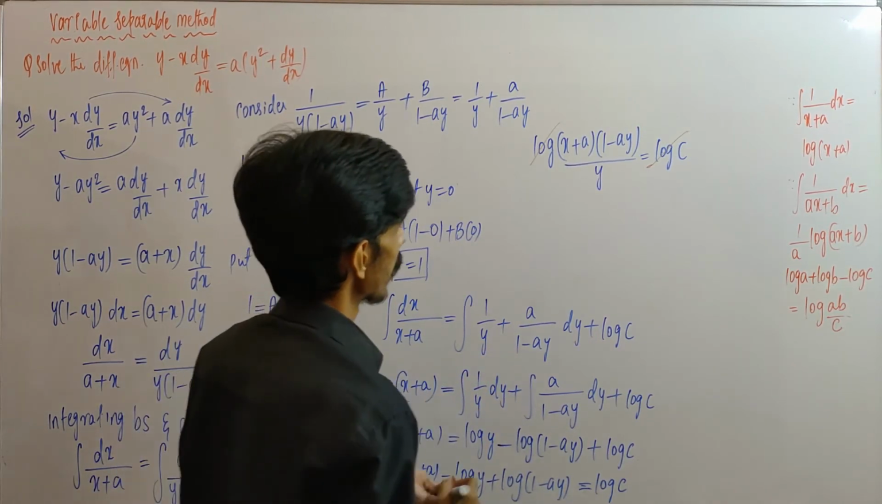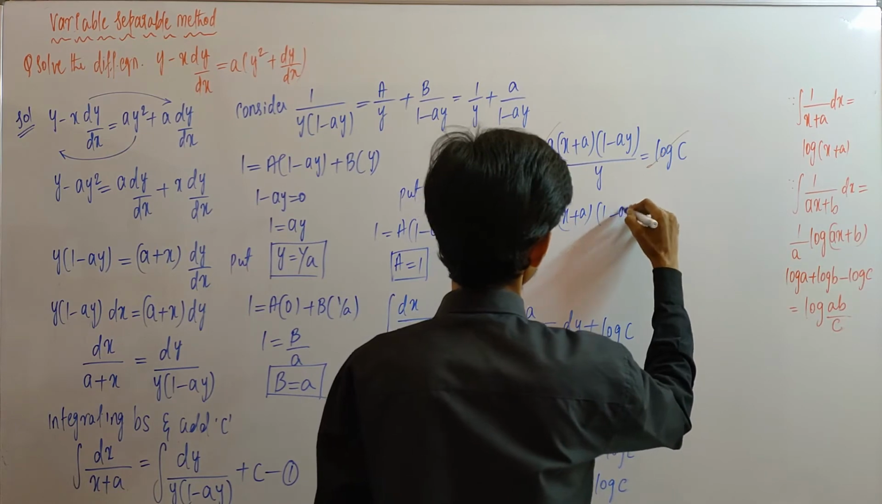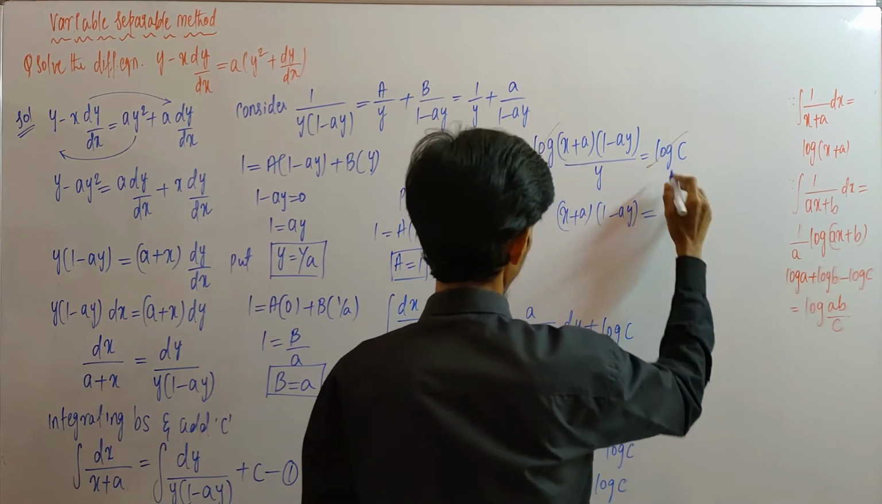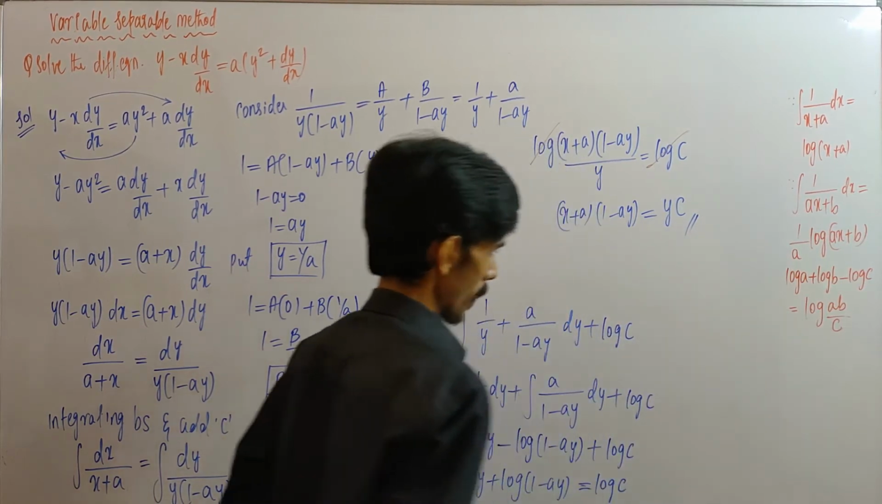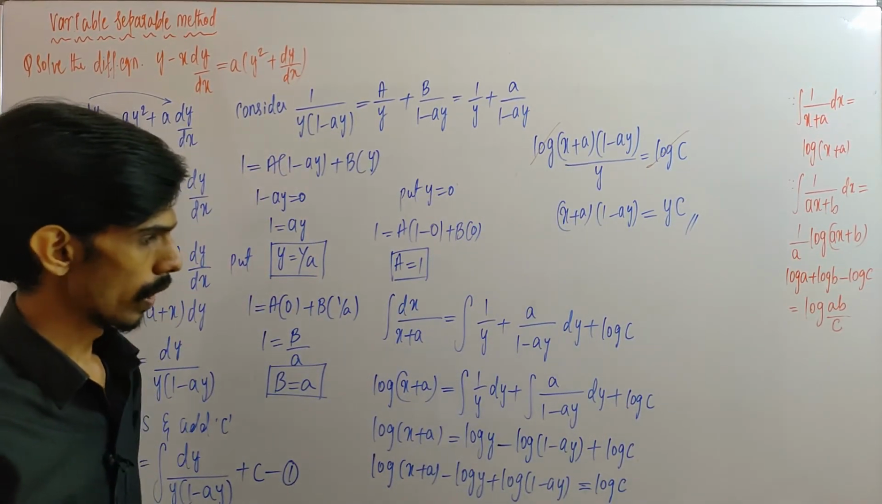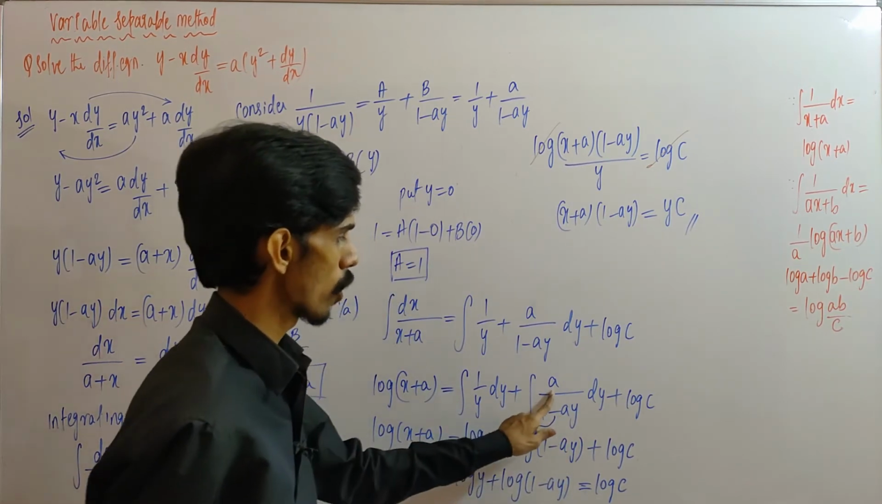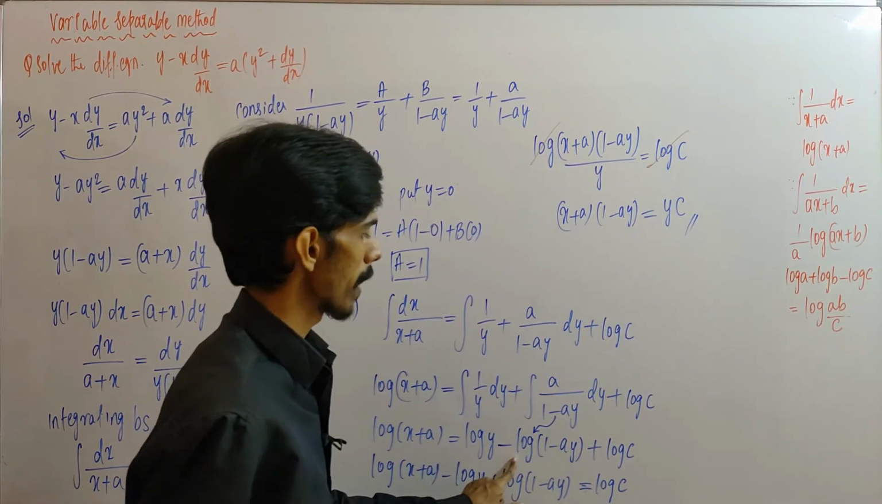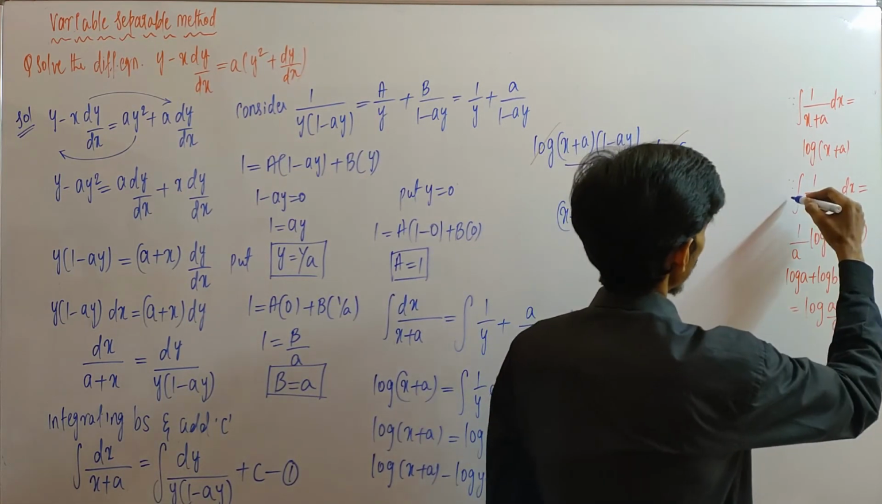Now we are left with x plus a into 1 minus ay is equal to y into c, yc. This is the solution for this question. Only important step is here: integration of a by 1 minus ay is minus log of this denominator, using this relation.